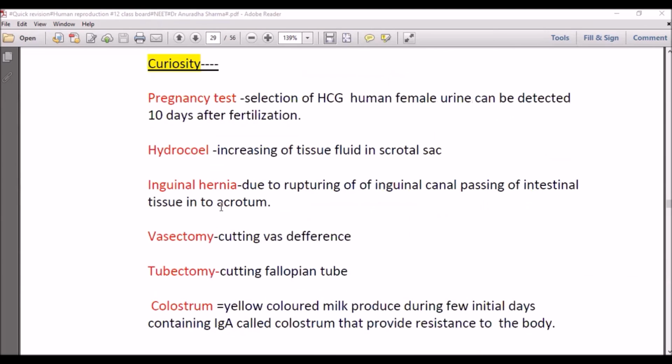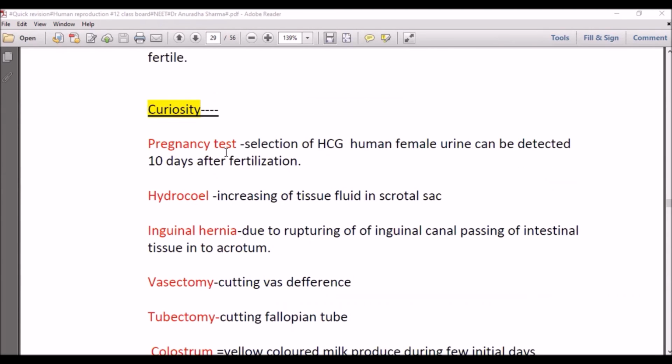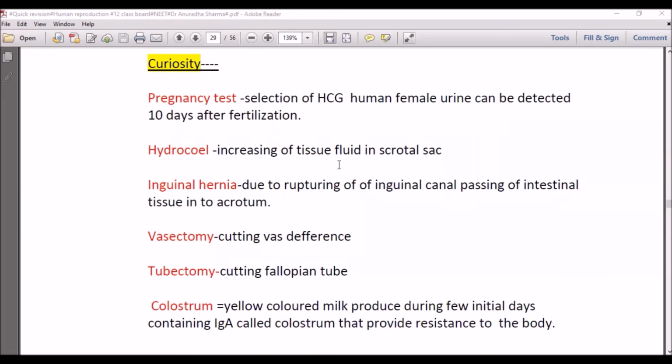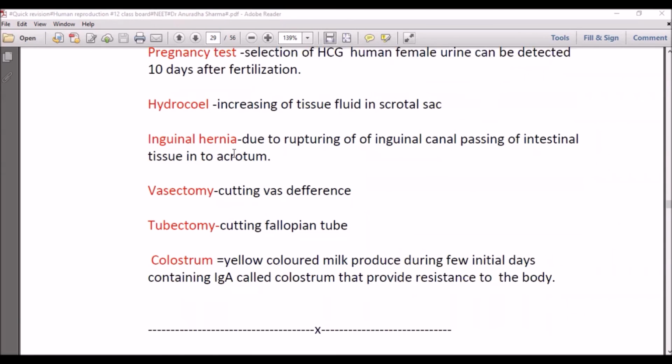There are certain points also. First is the pregnancy test. We know that the pregnancy test is done on detection of HCG, that is human chorionic gonadotropin, from the female urine, and it can be detected about 10 days after fertilization. Now, hydrocele is the increase of tissue fluid in the scrotal sacs. When the tissue fluid is increased in the scrotal sac, this condition is known as hydrocele. Inguinal hernia is due to rupturing of the inguinal canal, through which intestinal tissue passes into the scrotum.